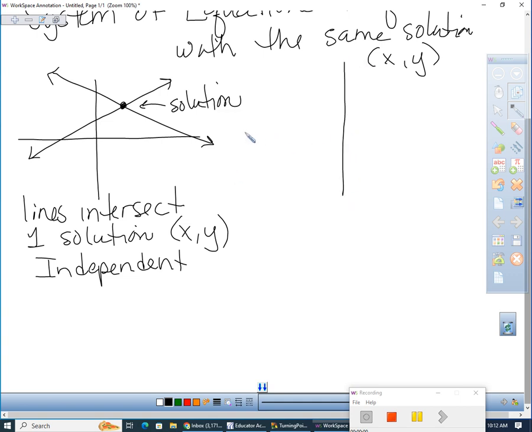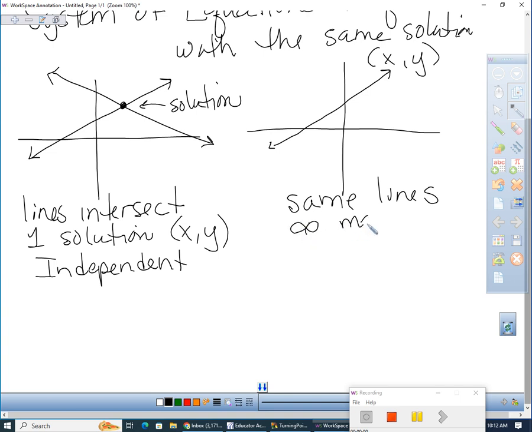Option number 2 is if you graph a line and then you graph another line directly on top of it, so same lines, these have infinitely many solutions, and these are called dependent.